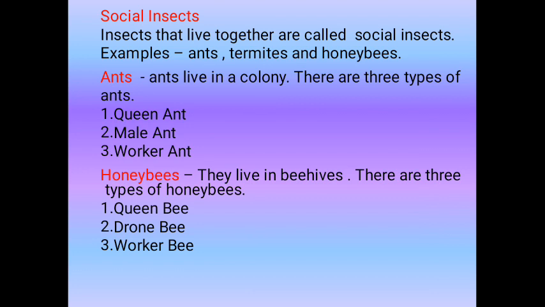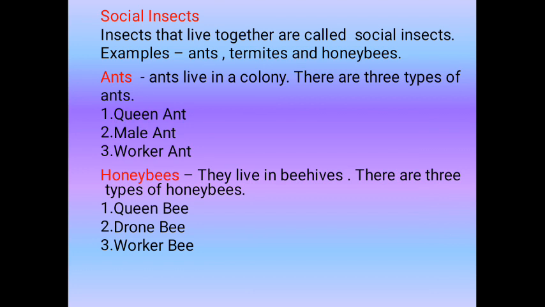Male ant. There are some male ants in an ant colony. They also have wings. They mate with the queen ant. Worker ants are divided into different categories. Soldier ants guard the opening of the colony to protect it from enemies. Forager ants search for food. Nursery worker ants take care of the larva that hatches from the eggs. And cleaner ants clean the colony.